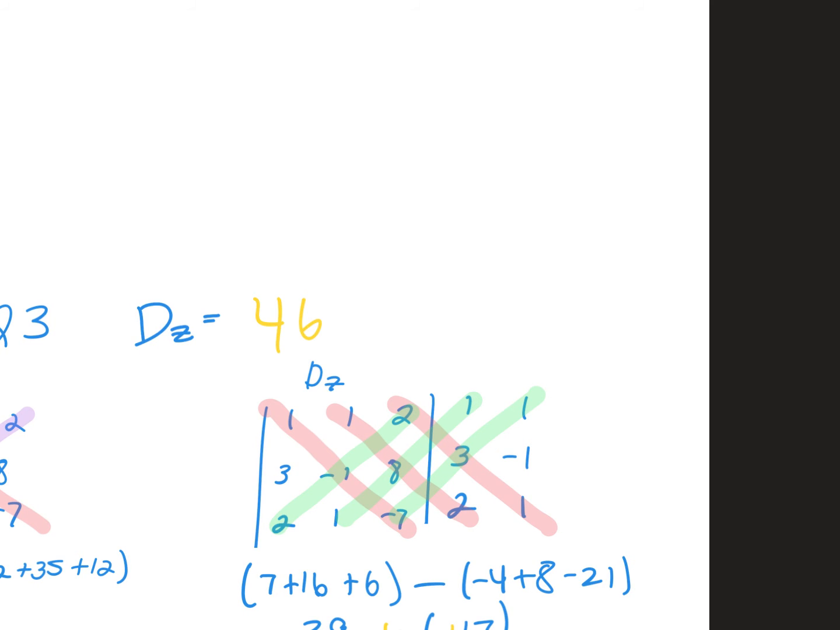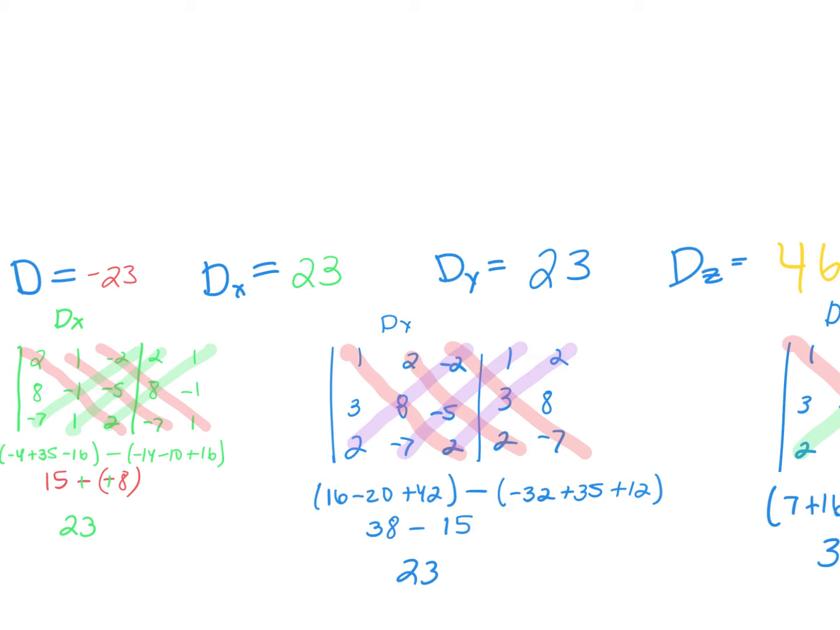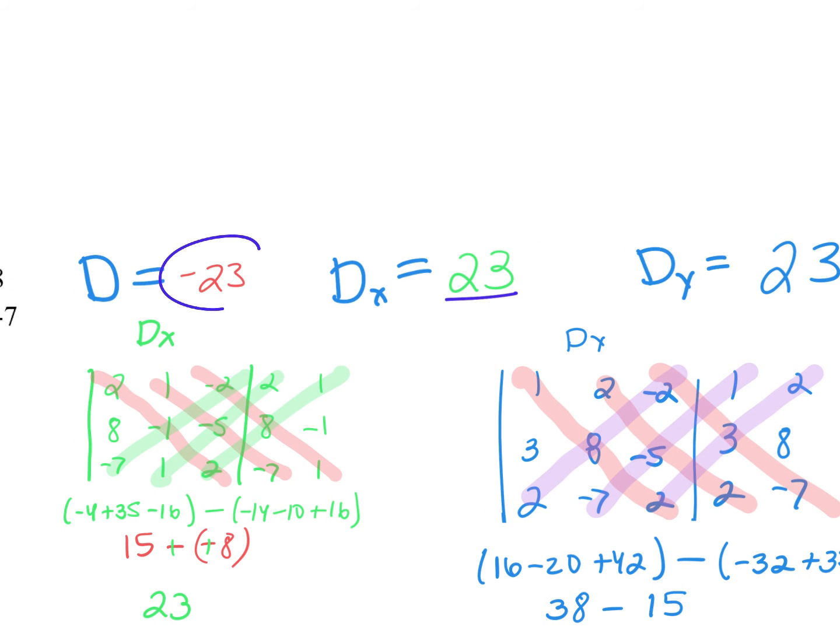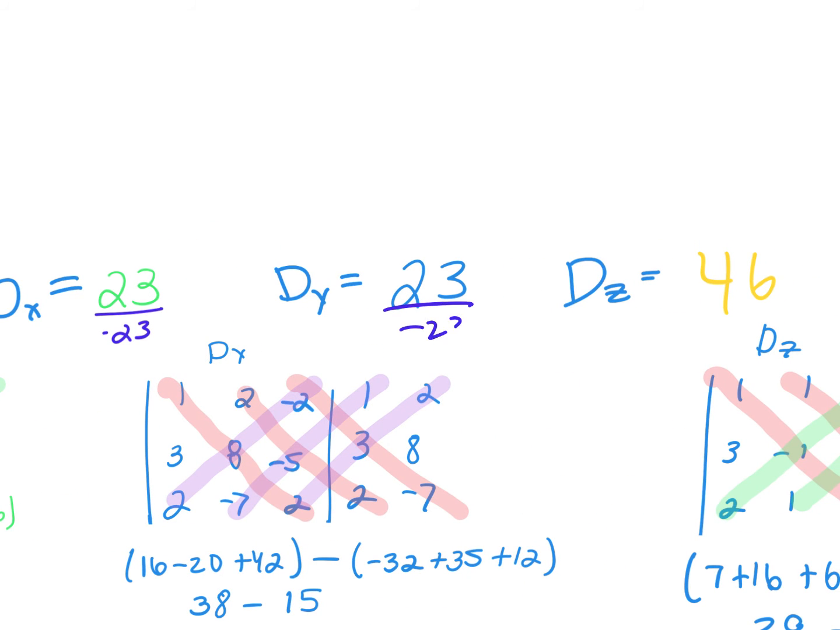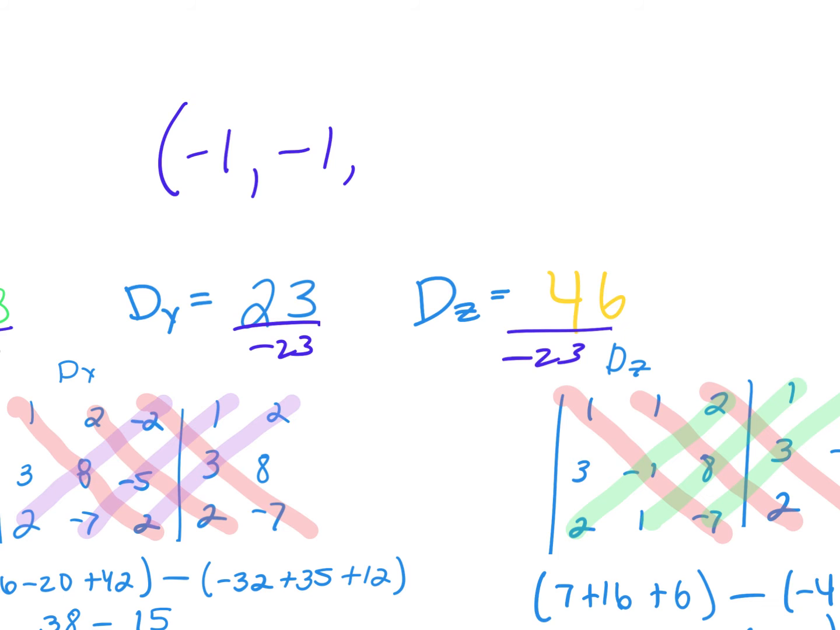Now, we did a whole bunch of math here, but we have yet to answer the question. You have 3 equations with 3 variables, so you should have an ordered triple as your answer. How do I find that ordered triple? I'm going to take all of my subs, my d sub x, my d sub y, my d sub z, and divide it by the determinant. So divided by negative 23, divide by negative 23, divide by negative 23. So my ordered triple is negative 1, negative 1, negative 2.